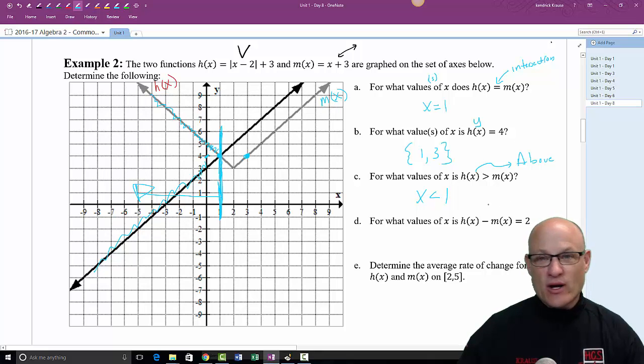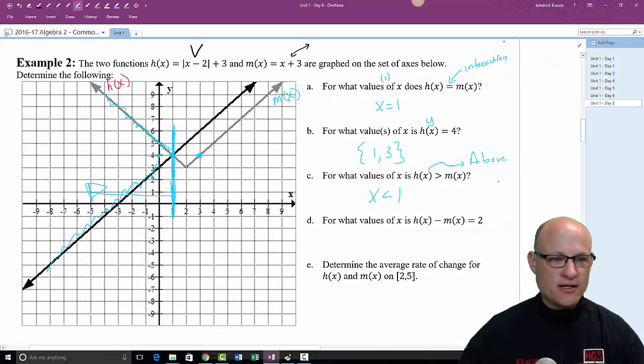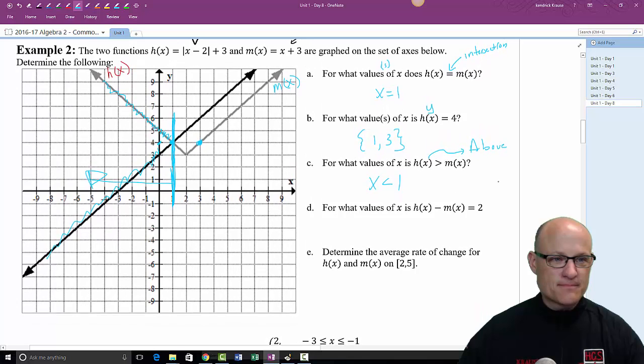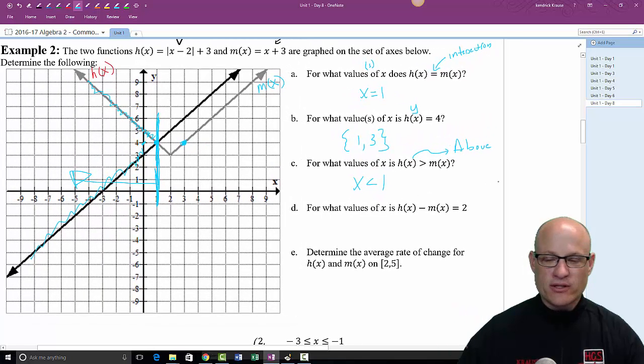Another way to say that, if you wanted a little practice with interval notation, would be from negative infinity to 1. If you wanted to practice with some interval notation.